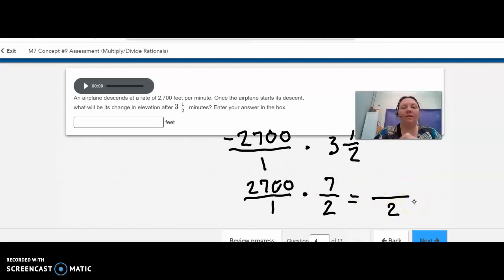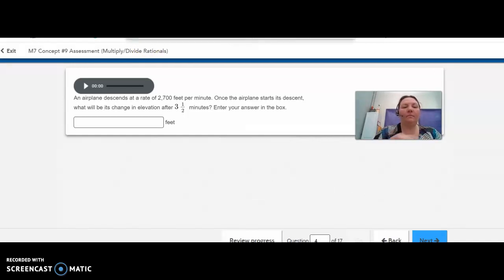There's my helpful hint to get you started on problem number 4 on your concept assessment from concept 9, multiplying and dividing fractions.